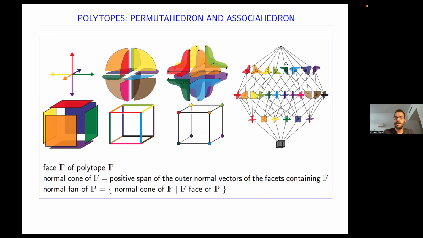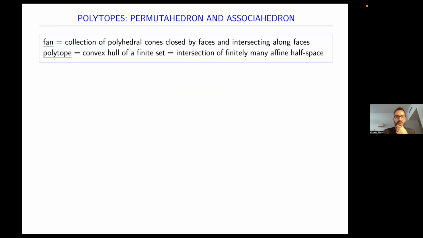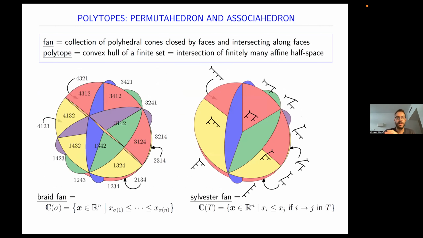So now what you see here is the inclusion poset on the cones, or the reverse inclusion poset on the faces, and these are just the same poset. It's a lattice.